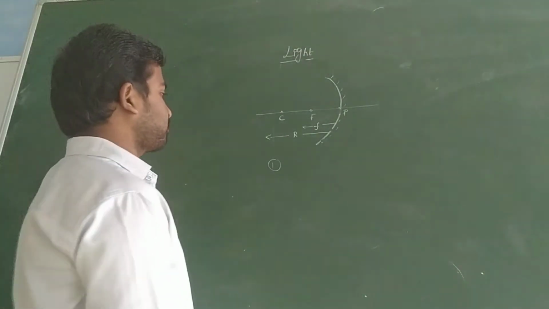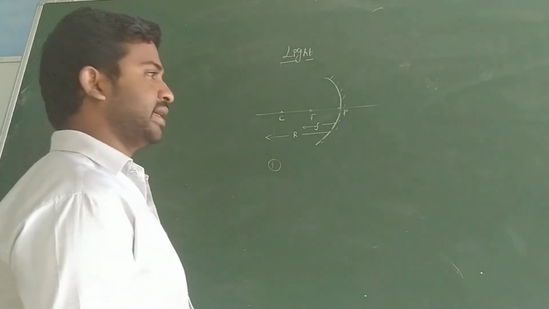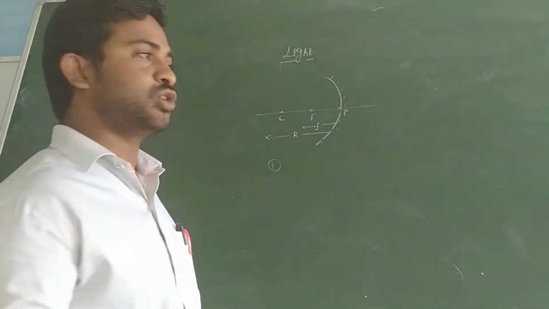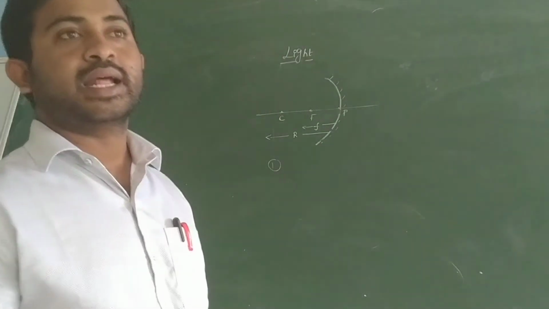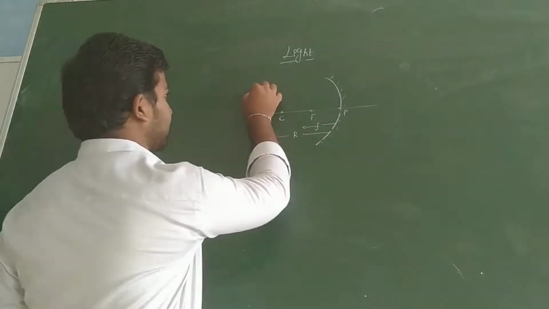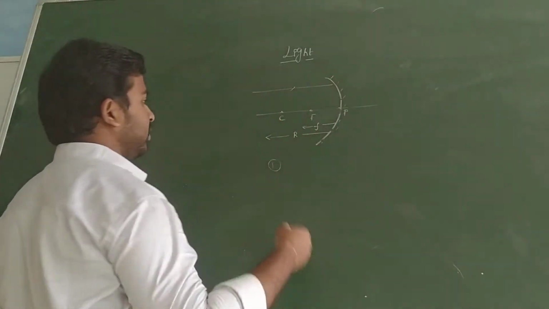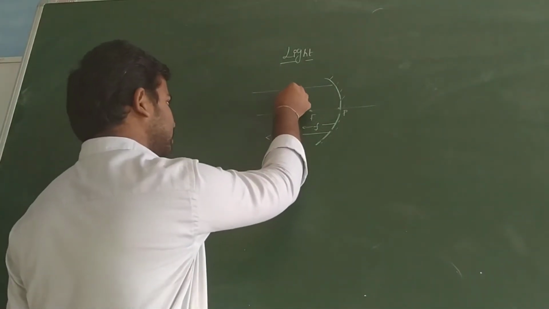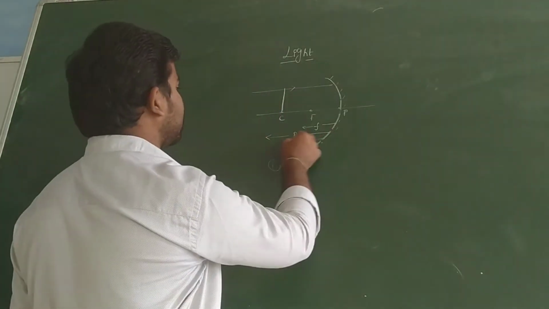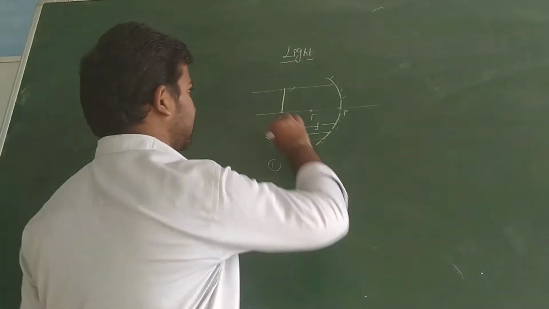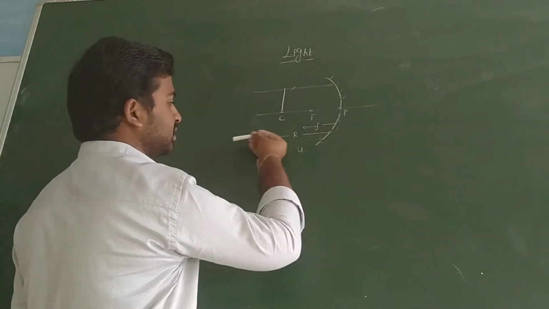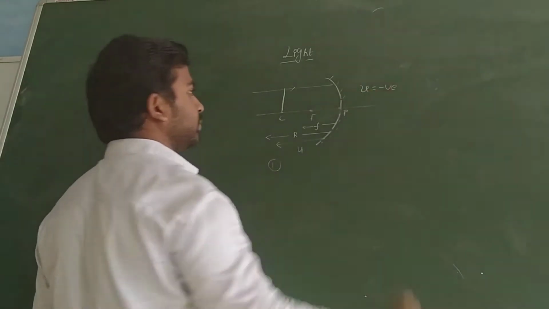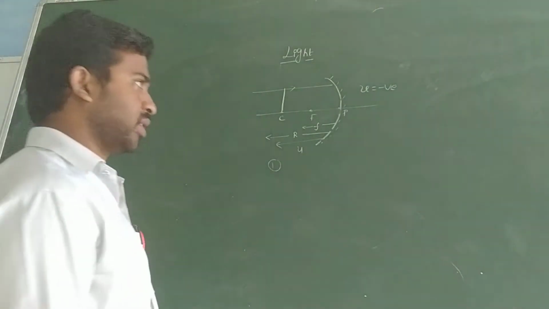And the next one: distances measured in the direction of incident light are taken as positive, and distances measured opposite to the direction of incident light are taken as negative. For example, the incident light rays are going this side. In a concave mirror, I keep the object at the center of curvature. The object distance u is from the pole to the center of curvature. The incident light ray is going this side, but the object distance is measured this side. So in a concave mirror, the object distance is always negative.